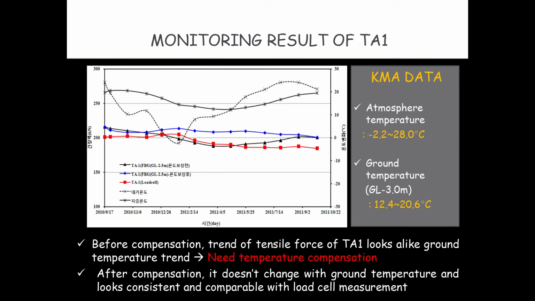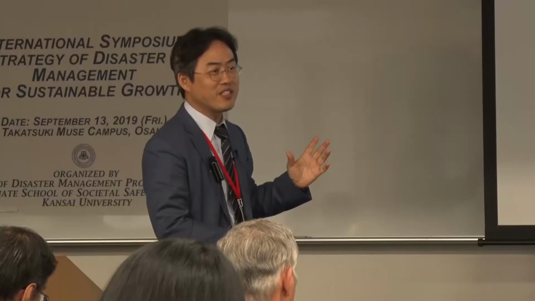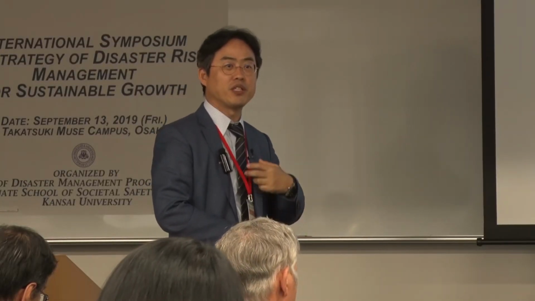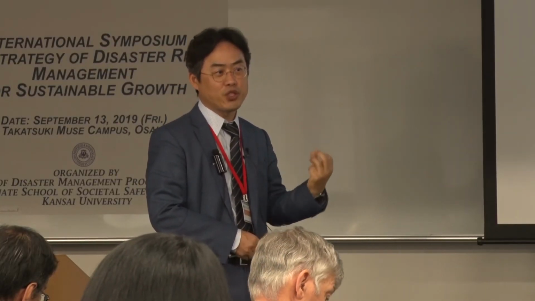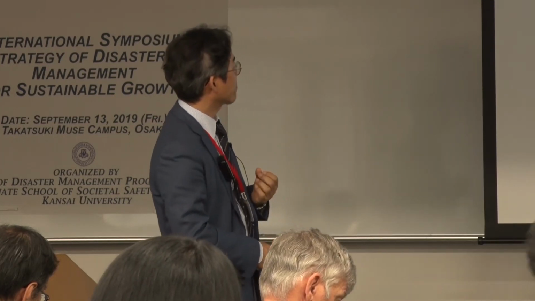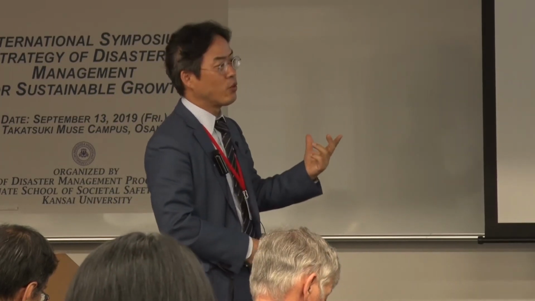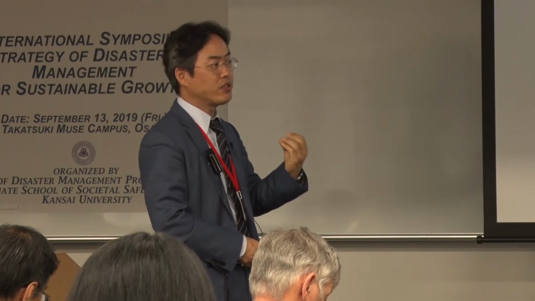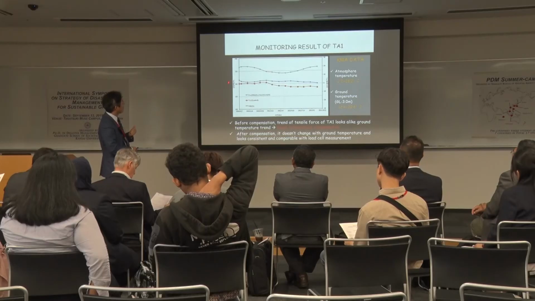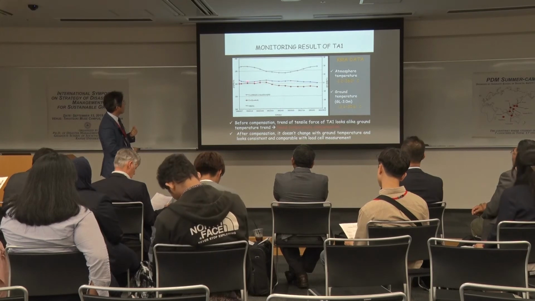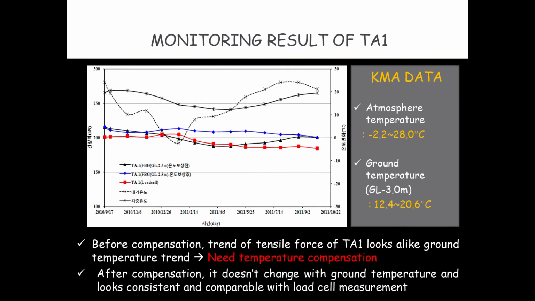This is the ground temperature change for 1 year, the seasonal changes. And then this is the tension force change during those seasons. You can see very similar changes here. It means that these FV sensors are affected by the temperature changes of the ground. So we compensated with the temperature sensitivity coefficient. So we found this tension force after the compensation. And then this is the force measured by the load cell.